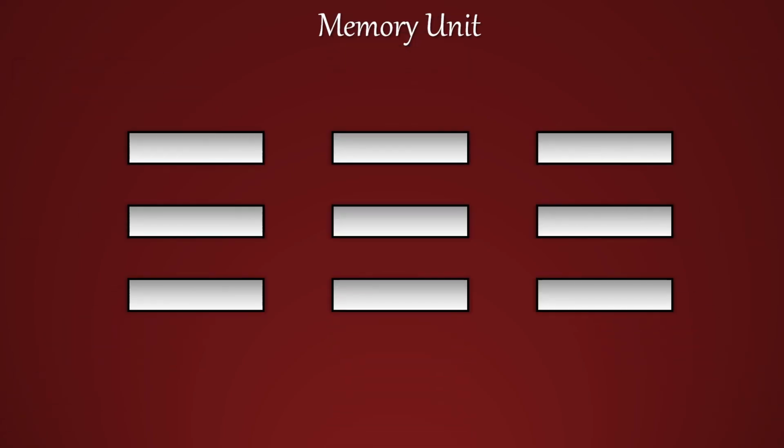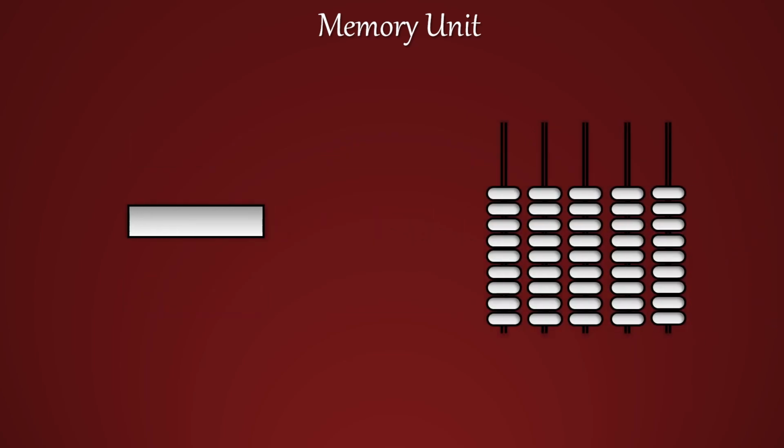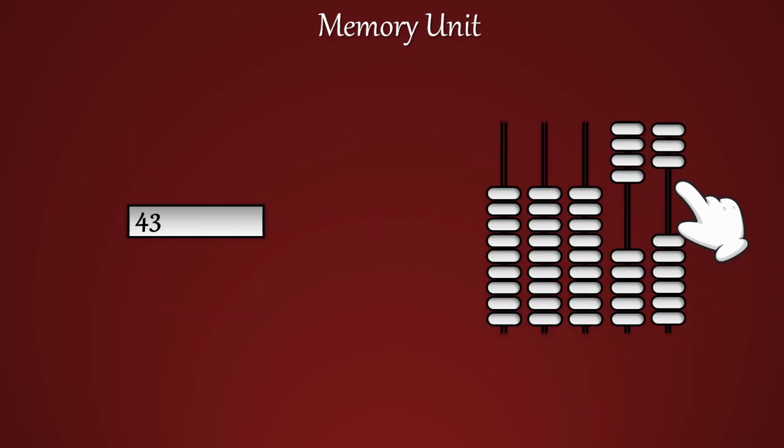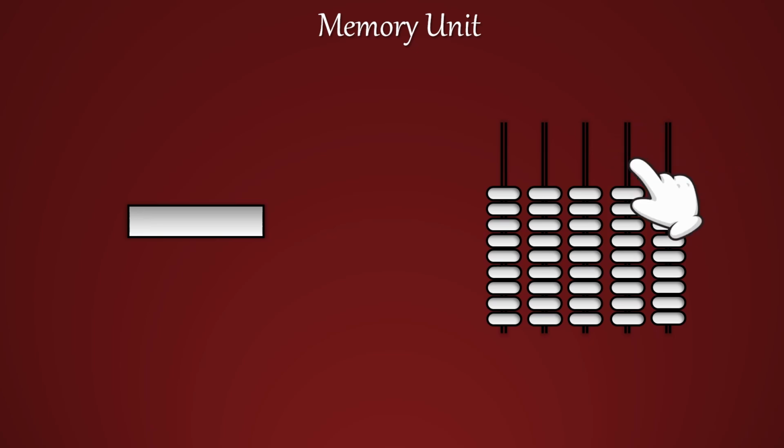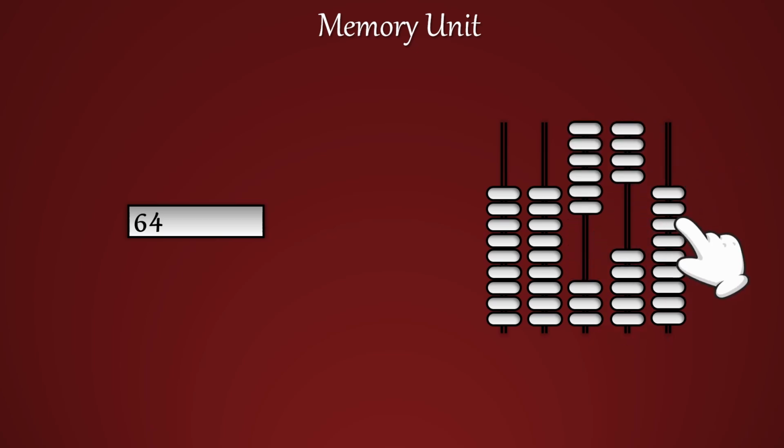A memory unit consists of many individual components called registers. These are named registers since they register or store data. They store data like memories are stored in the brain, and hence the name memory unit. The good part is that these registers are rewritable. A register is similar to an abacus where we can note a number like 43. We could also rewrite it with something like 642.